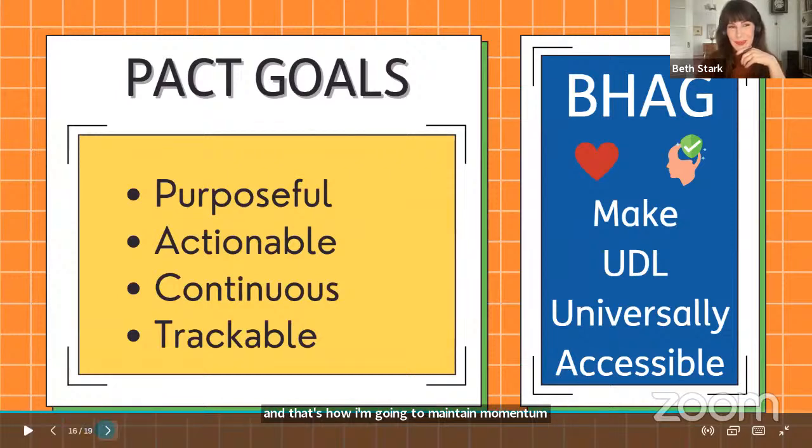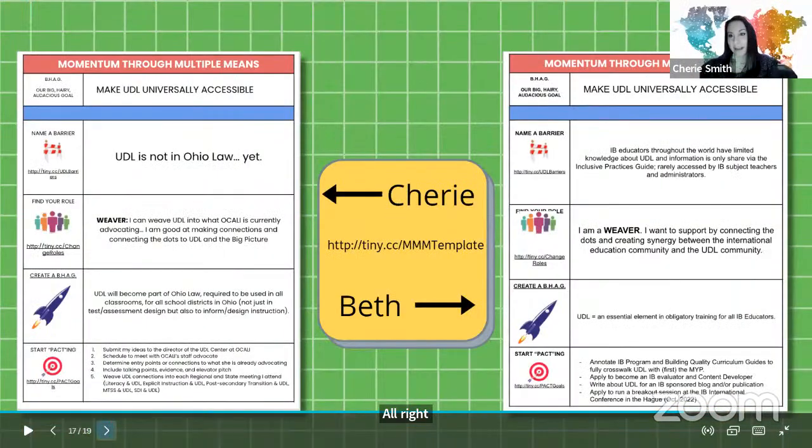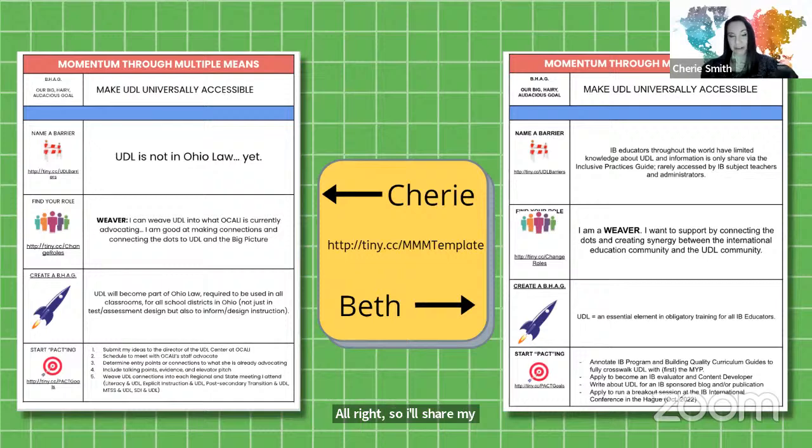All right, so I'll share my example, then I'll let Beth share hers.